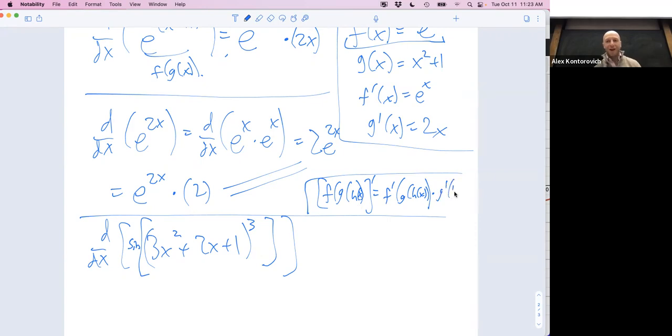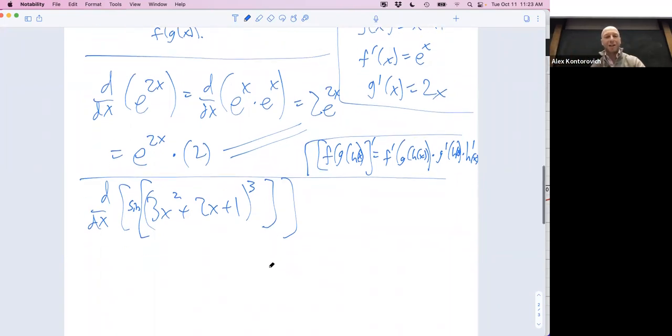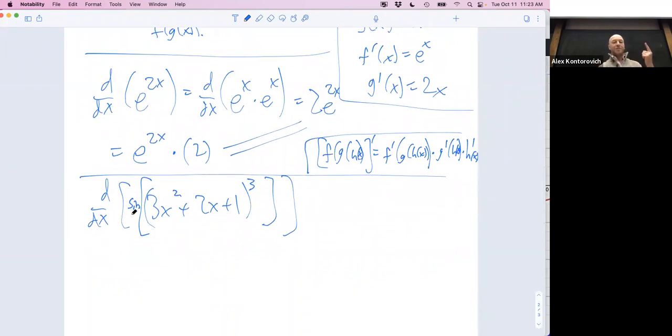It's g prime of h times h prime. These are all at x, h of x. Okay, so when you apply the functions in a chain, you can differentiate in a chain. All right, what's our first function?